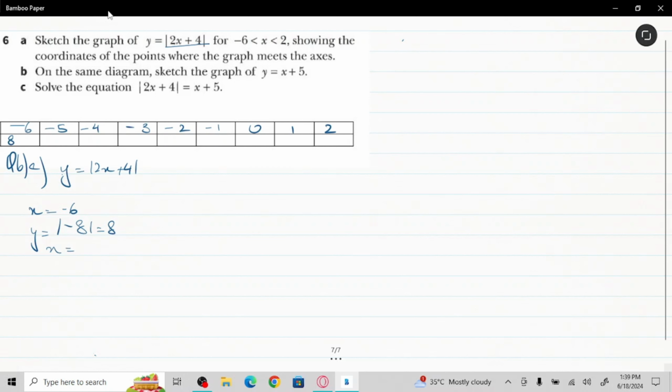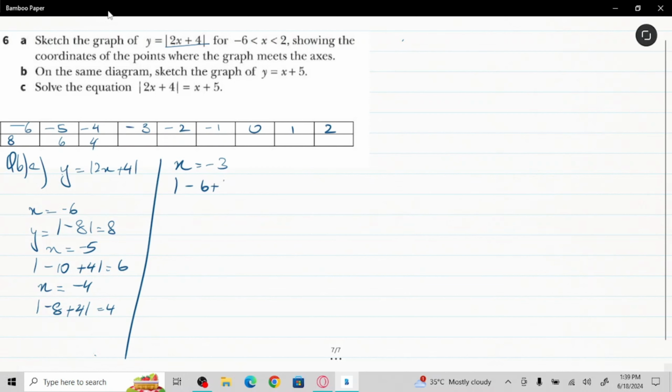So x is equal to -5. 2 multiplied by -5 is -10, and adding 4 we have -6, which becomes 6 because it passes through the modulus. So x is equal to -4. 4 twos are 8, so -8 plus 4 is -4, which becomes 4 because it passes through the modulus. x is equal to -3: 3 twos are 6, -6 plus 4 is -2, which becomes 2. x is equal to -2: 2 fours are -4, -4 plus 4 is equal to 0, even after it passes through the modulus.